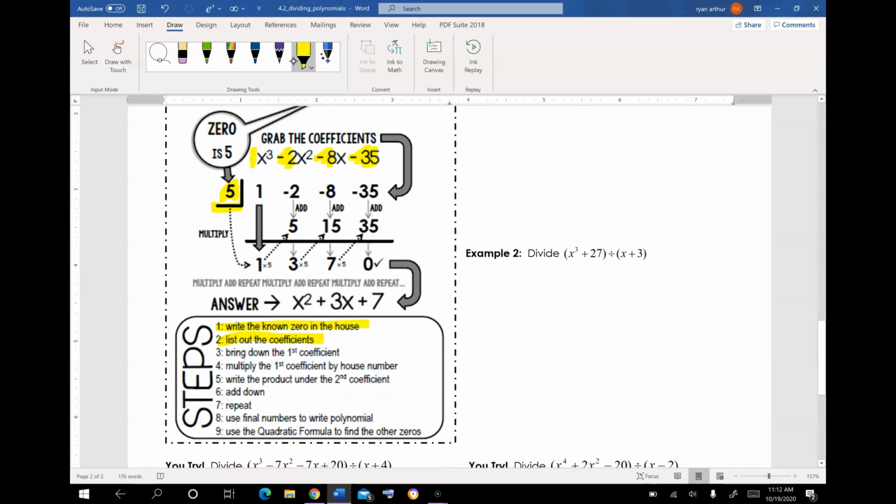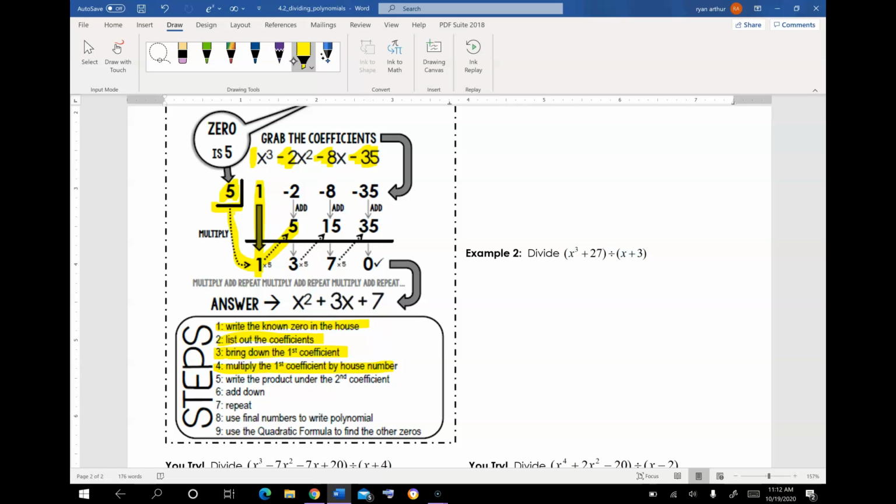Then you start the process of synthetic division. You bring down the first coefficient. This is where the biggest mistake is made that I've seen teaching this: y'all get in the process of multiplying and you forget the first number is always dropped down. You do nothing to that first coefficient. After you drop that number down, you multiply it by the house number. So I'm going to say 5 times 1, and I get 5.